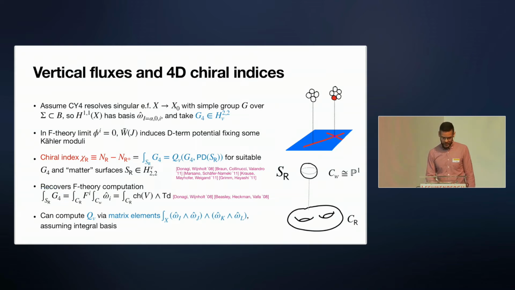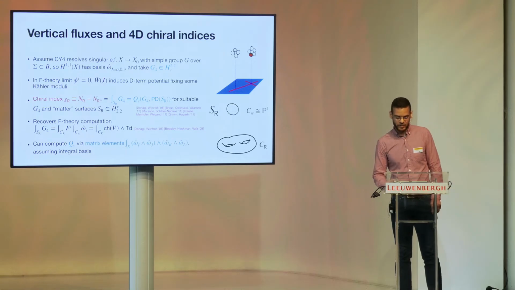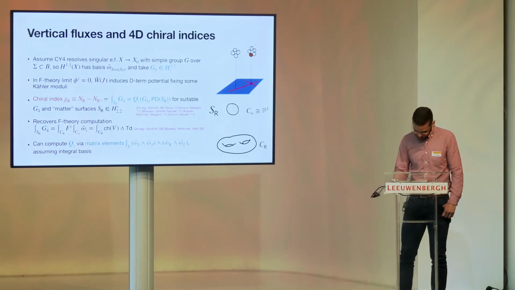So if we want to understand the pairing on the vertical subgroup better, what we can do is compute the matrix elements of this pairing just by taking wedge products of these (1,1) forms, assuming some choice of integral basis. But I'll be a bit schematic about that for now, and I'll talk about the details of finding an integral basis later on.